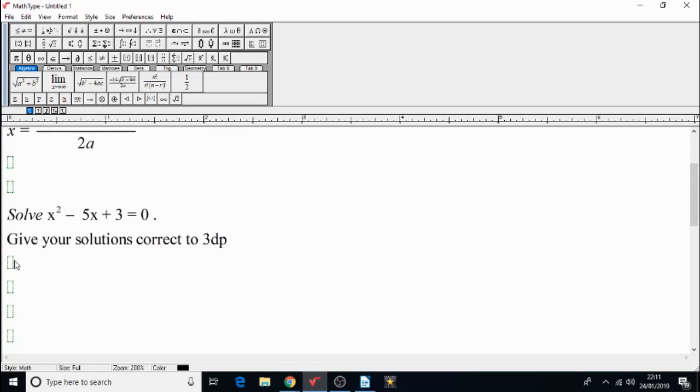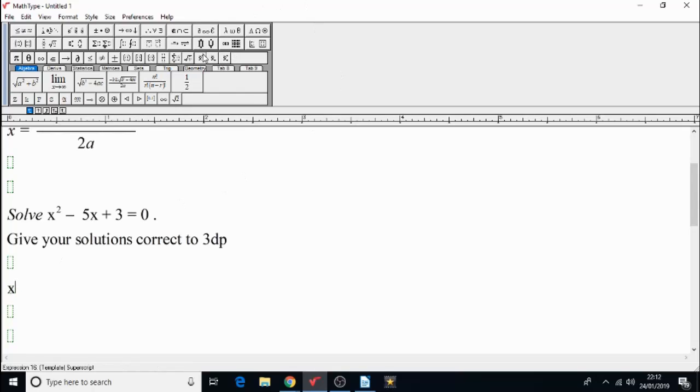Solve x squared minus 5x plus 3 equals 0. Give your solutions correct to 3dp. This means give your solutions correct to 3 decimal places. Okay, so before we can put in our formula, we need to determine which ones are a values, which ones are b values, and which ones are c values. So let's rewrite the equation.